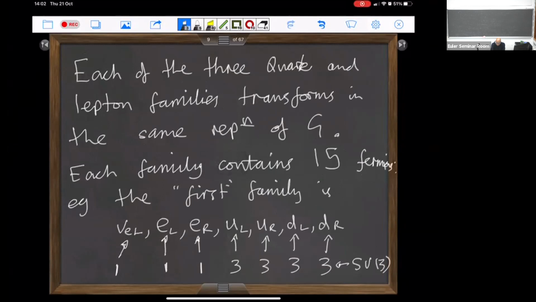So in each family, we have 15 fermions, which are the left and right components of the up quark and the down quark. Those are actually 12 different fermions because each quark transforms in the three-dimensional fundamental representation of SU3. Then we have the left and right components of the electron, and then we have the left-handed neutrino field. So that's a total of 15.